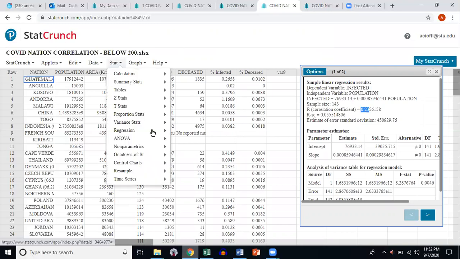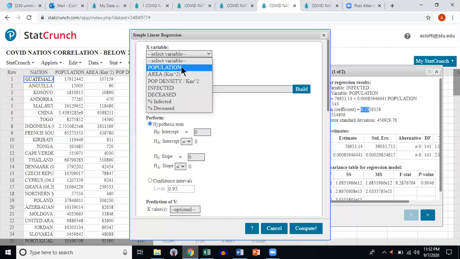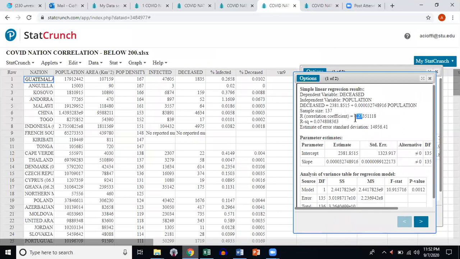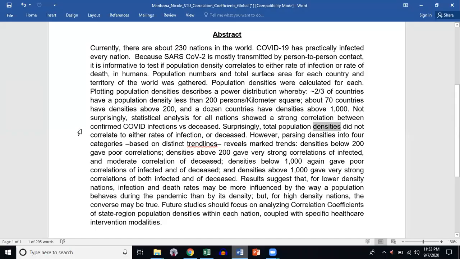And when we look at deceased, the same. Here on the x-axis, again, population, the absolute number of people, versus deceased in absolute numbers also. You see 0.27, so 0.23 and 0.27 are really very poor correlations. So there's a poor correlation for low density countries, and that's why we state here that densities below 200 gave poor correlations of both infected and deceased. And I just showed you the StatCrunch data for that.